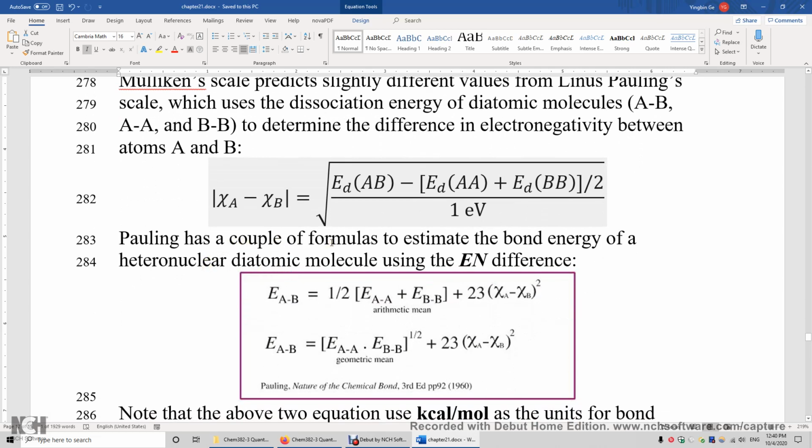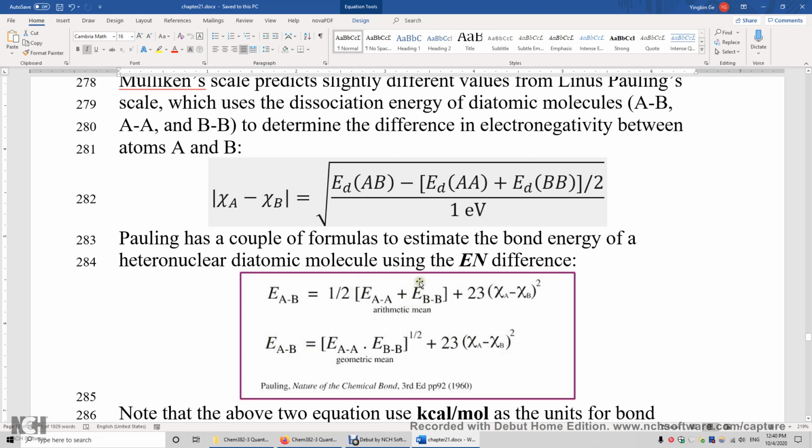Pauling has a couple of formulas to estimate the bond energy for a heteronuclear diatomic molecule using the electronegativity difference. So these too share something in common. This part is in common. And if you look at this, if chi A differs significantly from chi B, you'll have a larger bond energy due to the higher ionic character.